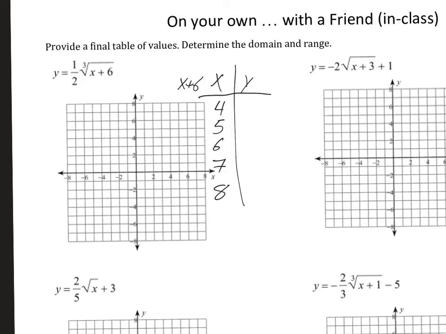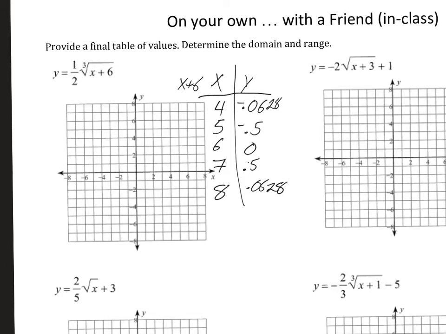7, 8. Now for my y's, I'm going to do -1.2599 or -1.26 times a half. So that's going to give me -0.63, or you can simplify that down a little bit, -0.5, 0.5, and then 0.63.